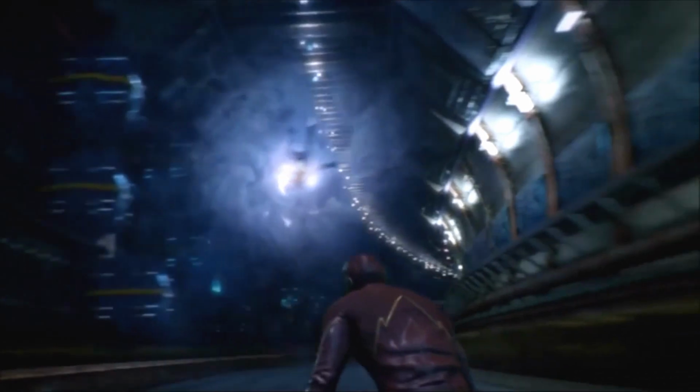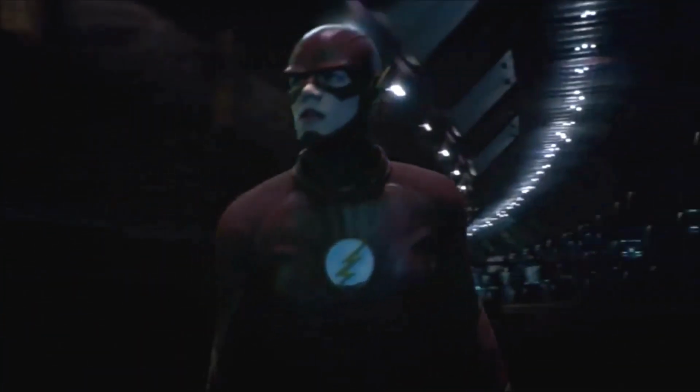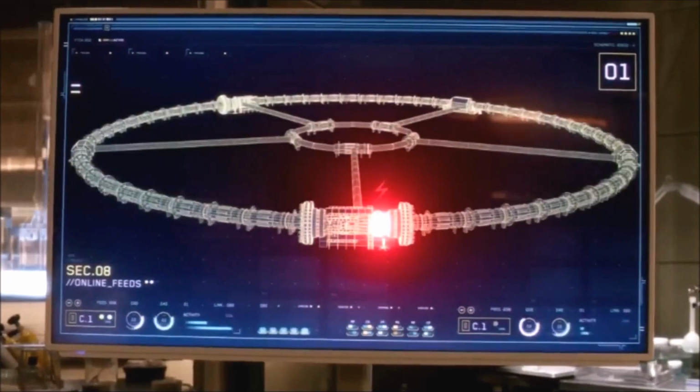M is the mass of the Flash, v is the speed he is running at, and finally gamma is the speed of light compared to the speed of light. Momentum will be measured in kilograms meters per second.